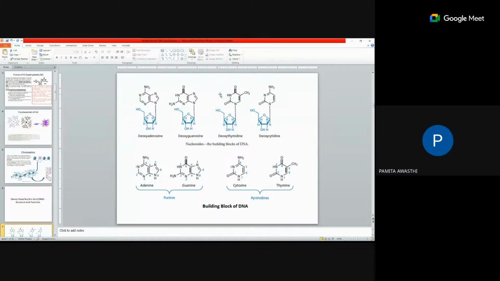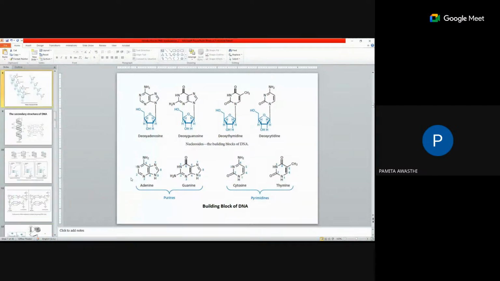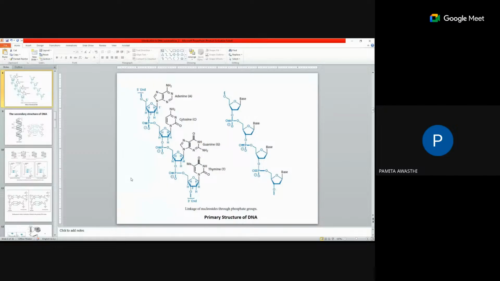The nucleoside building blocks are joined together through a phosphate group which links the 5' hydroxyl. This is the 5' hydroxyl position and this is the 3' hydroxyl position of the sugar ring. So these link through phosphate bonding; this is the phosphate group, linking the 5' hydroxyl of one nucleotide to the 3' hydroxyl of the next one.